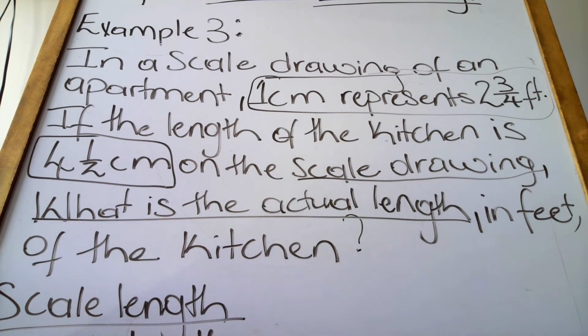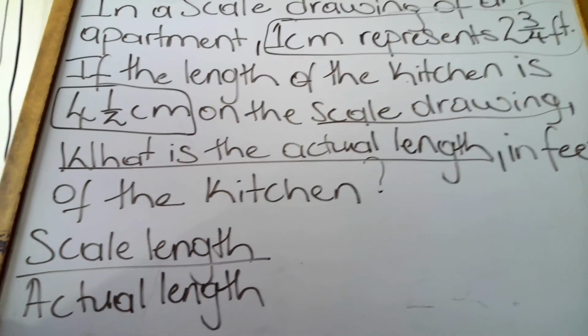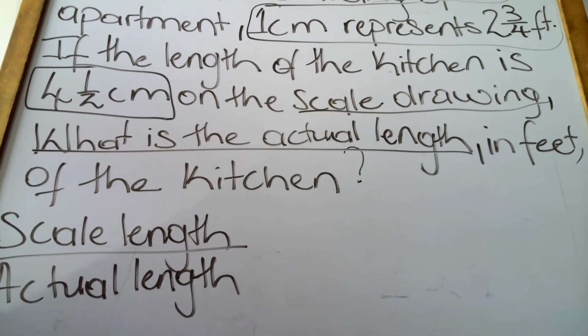So we want to find the actual length. So we identify the important components of the question. We know what the question is asking us to find. It is asking us to find the actual length of the kitchen. Alright? Remember, when you're solving, it's always scale length over actual length. Always scale length over actual length.